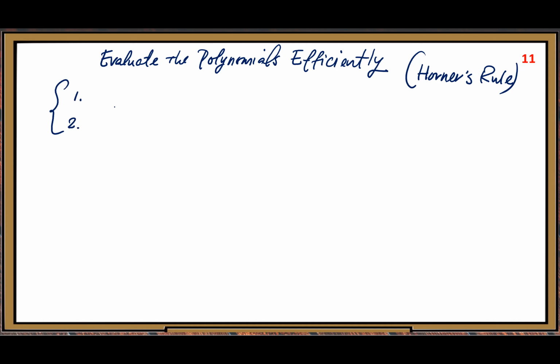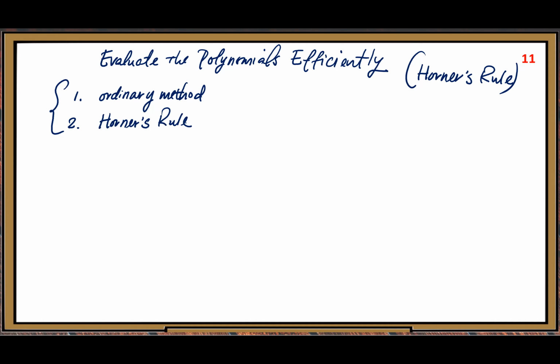Method 1 is the ordinary method. I just call it the ordinary method because there is no specific name for it. And method 2, Horner's rule. And we can do a comparison.